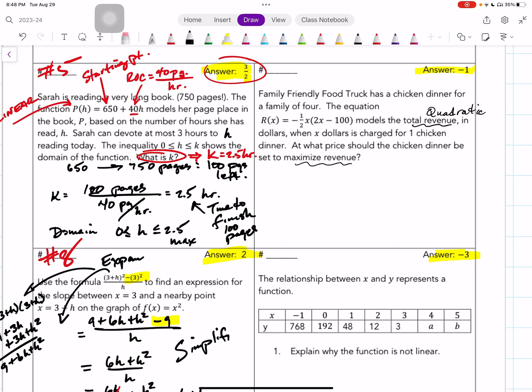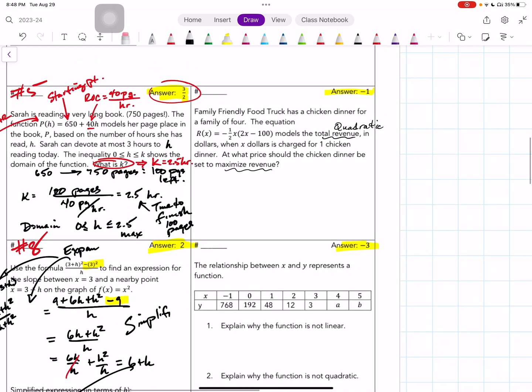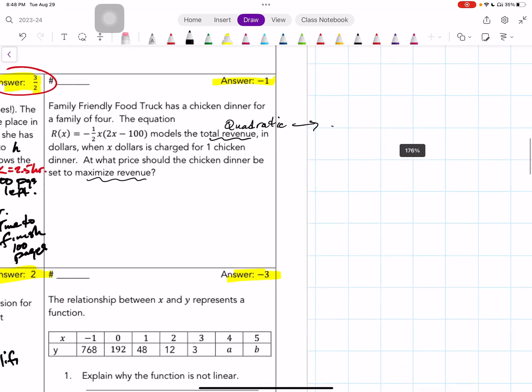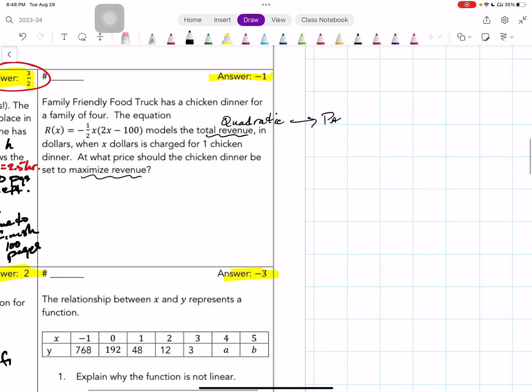Okie dokie. So how do you do this? Okay, so we have this parabola here. This is a basic parabola. So I'm going to go off to the side here. It is concave down. Why? Because of this number right here. It's negative, so we know it's concave down. So it kind of looks like this right here.